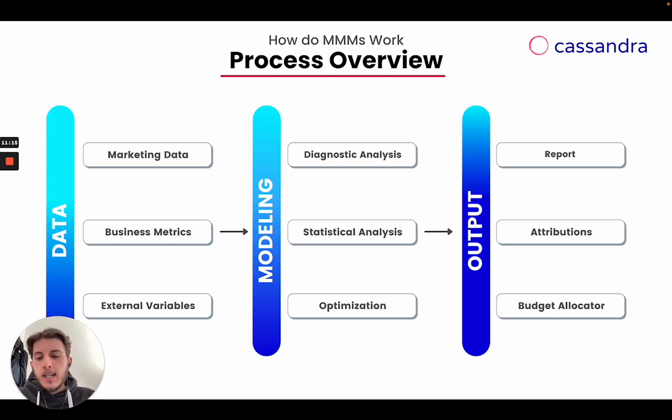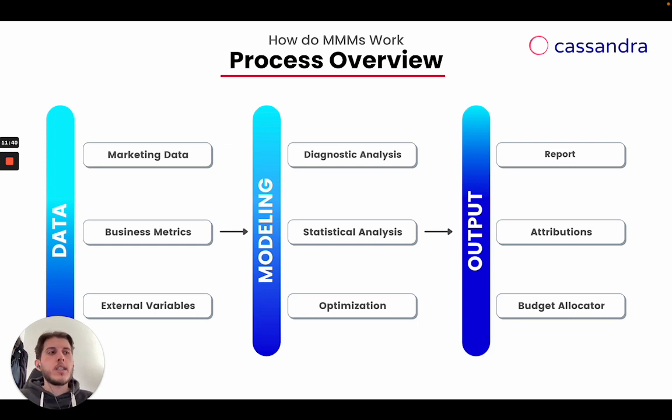So marketing data is this: how much you are spending, how many impressions and clicks you are driving by those levels of spend, as well as organic variables such as how many organic sessions we are having week over week and stuff like that. Then there are business metrics, and business metrics basically are, for instance, what's the price of my product?